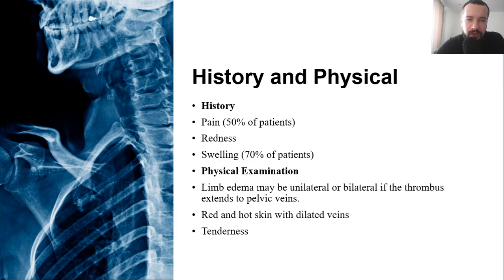In history, you can find pain, redness, and swelling. In physical examination, you will find lymphedema, maybe unilateral or bilateral if the thrombus extends to pelvic veins. Red and hot skin with dilated veins. Tenderness.